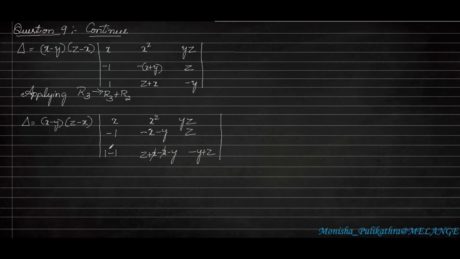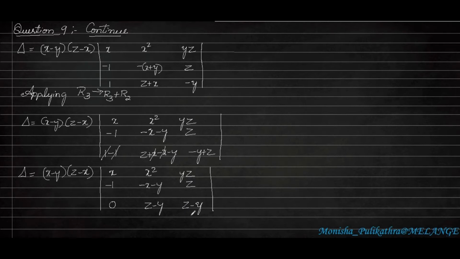So here plus x minus x cancels. Here 1 and 1 cancel each other. So the remaining delta is equal to x minus y, z minus x. First line write as it is. Second line also write as it is. So third is here 1 minus 1, 0. Here z minus y. Since it is plus z minus y, it can also be written as z minus y.